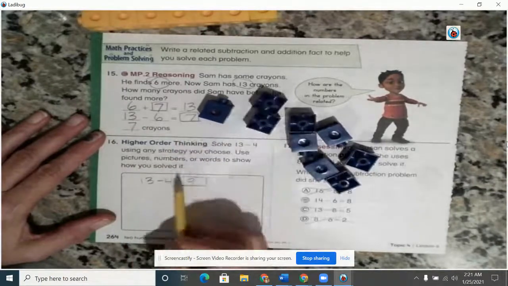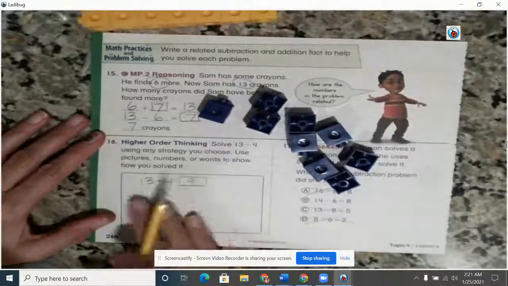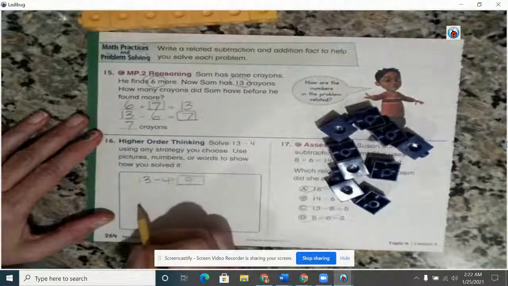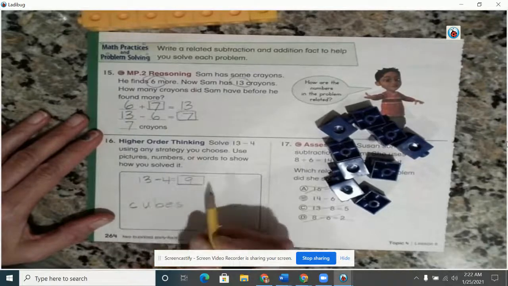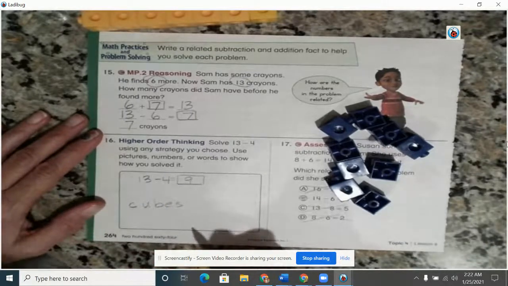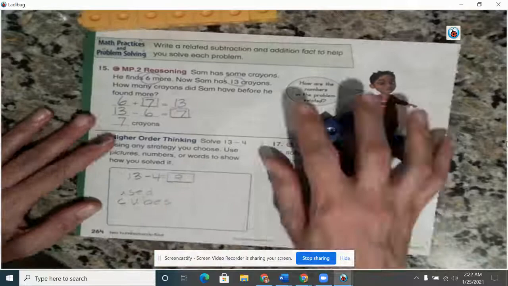And it says here to show pictures, numbers, or words. Well, since you can't tell just by looking that I used cubes, because I have to move them away, I'm going to say I used cubes. Or I could draw a picture showing 4 plus 9 cubes if I wanted to. But I'm going to put used cubes. Okay? And I'm just going to stop there.